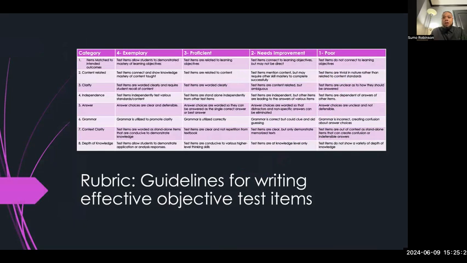Here is an example, our rubric, and it kind of gives us our guidelines for writing effective objective test items. As you can see, we create categories 1 through 8. 1 being items matched to intended outcomes. 2, the content related, clarity, independence, the answer, the grammar, context, clarity, and also the depth of the knowledge. And we went on a scale from 1 to 4, where 4 was exemplary and 1 being poor.